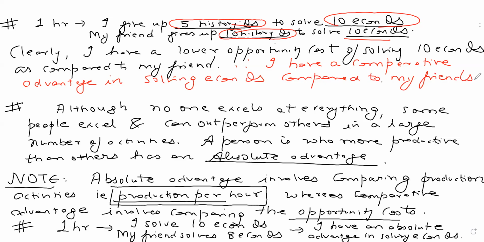On the other hand, talking about comparative advantage, we are not comparing the production per hour, we are comparing the opportunity cost. If I have a lower opportunity cost compared to my friend in producing a certain commodity, we say that I have a comparative advantage in the production of that commodity as compared to my friend.